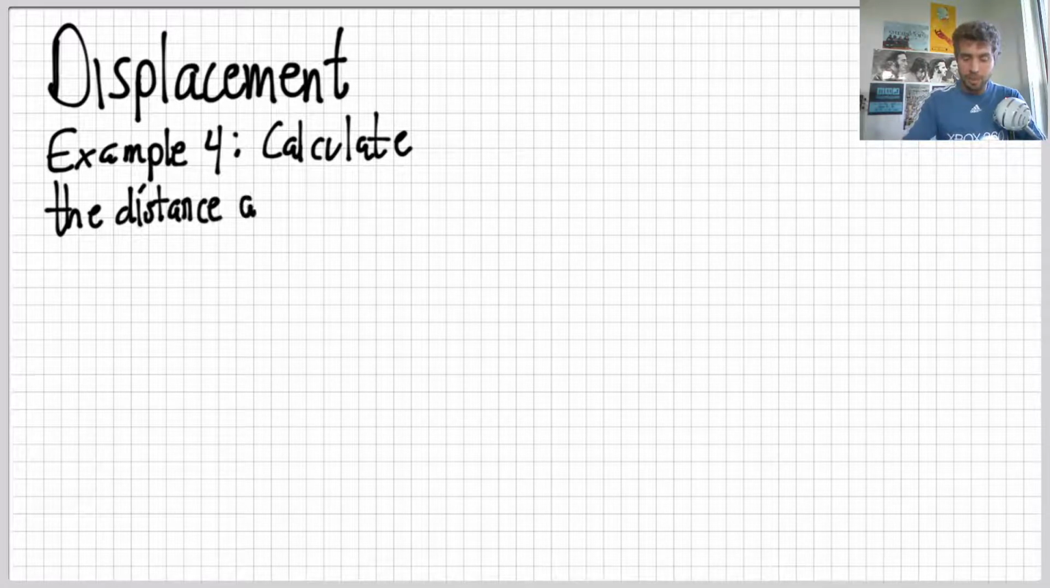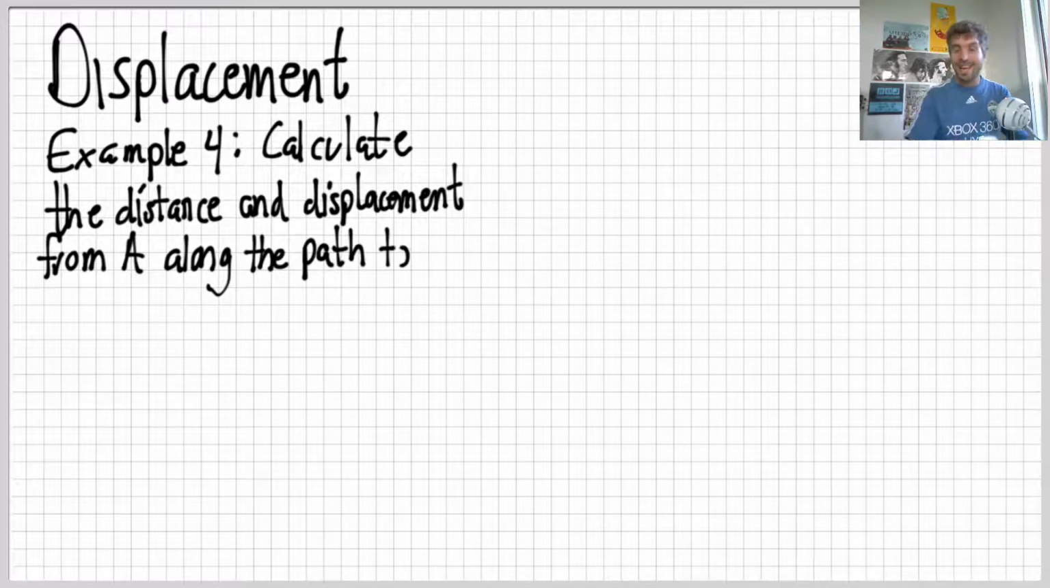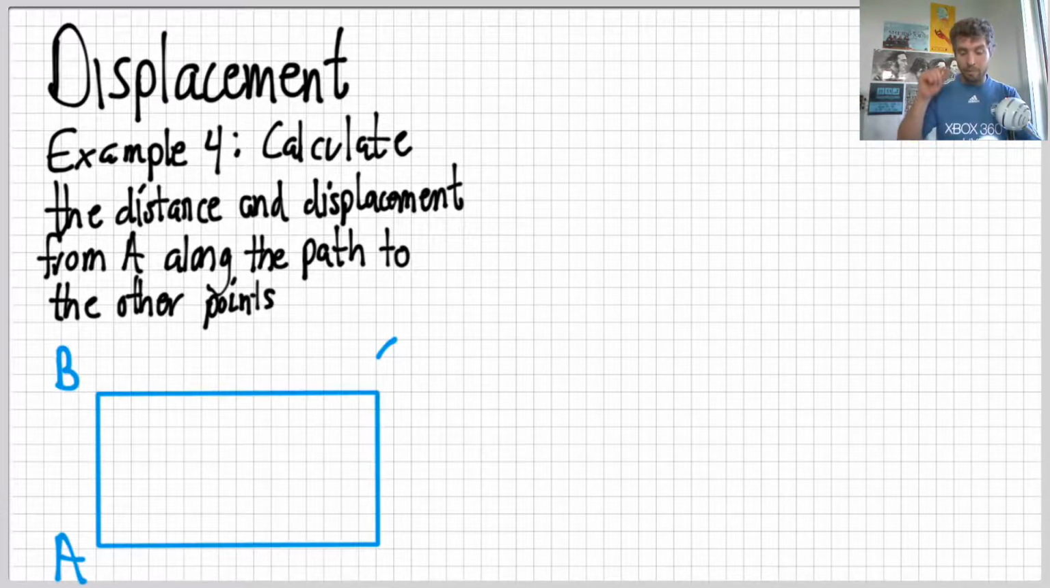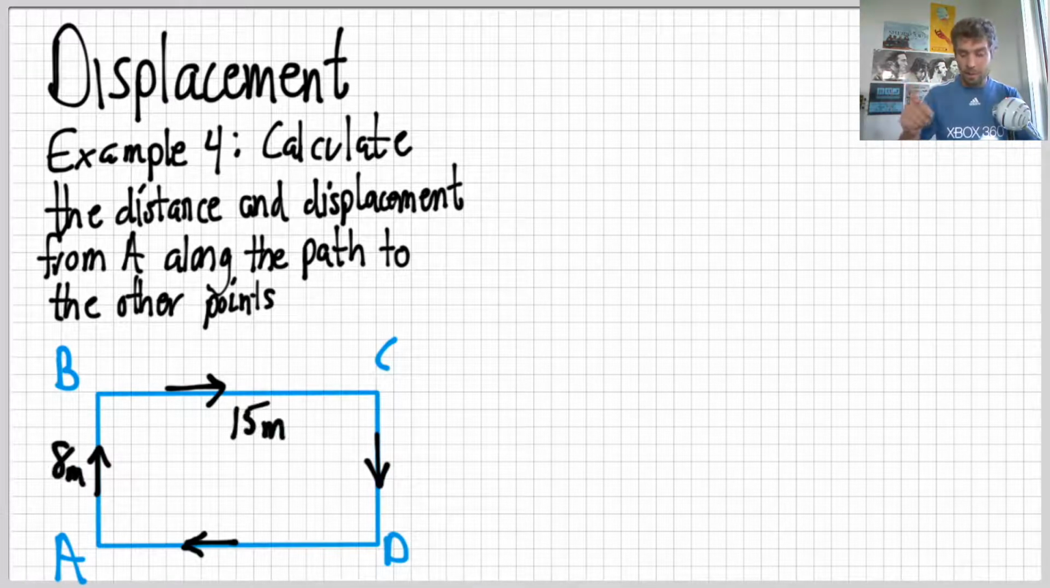We're moving on to displacement. Our first problem in displacement says calculate the distance and displacement from A along the path to the other points. We've got this rectangle, and we're going to start at A, then go up to B, then to C, then to D, and then back to A. We want to calculate the distance and the displacement at each point along that path.